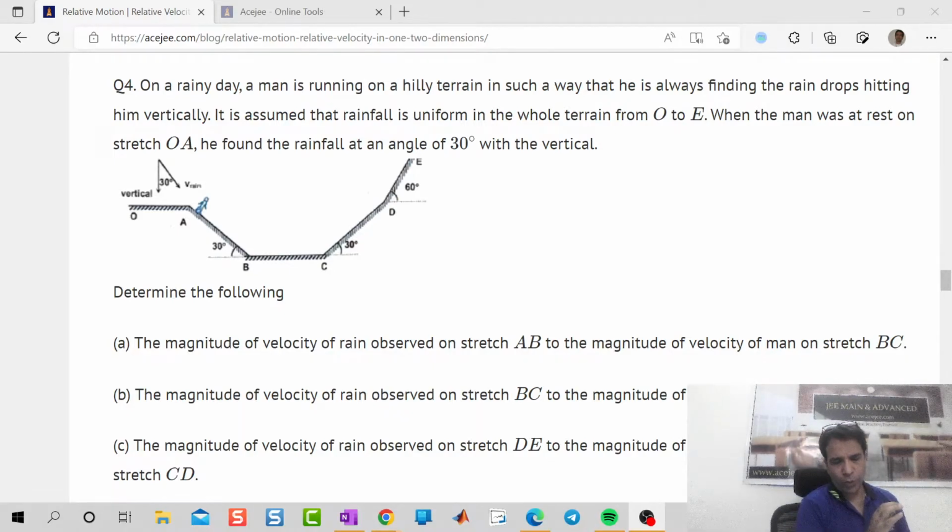Now, you might be trying to figure out what is the speed at which man is running. And remember that man always finds the raindrops hitting him vertically. So of course he cannot be running at the same velocity. If he was running at the same velocity, the angle that the raindrops would seem to make with the vertical relative to him will keep changing, right? But it's not changing. So obviously he's running at different speeds at different stretches. So once again, the question A reads, the magnitude of velocity of rain observed on the stretch AB to the magnitude of velocity of man on the stretch BC.